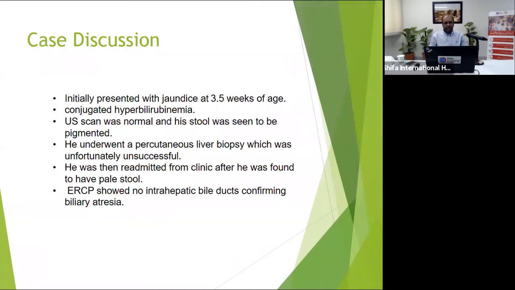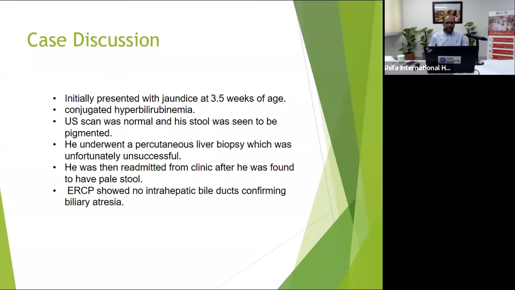In the beginning, the ultrasound scan showed a gallbladder, and the mother mentioned that the stool was pigmented. The liver biopsy was tried and unfortunately was not successful. As you can see, in the beginning there was coagulopathy, so there was a little reluctance in doing the liver biopsy. However, it was done after the correction of INR, but that was not successful.